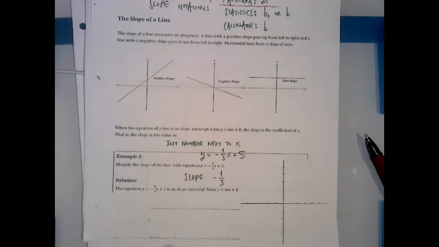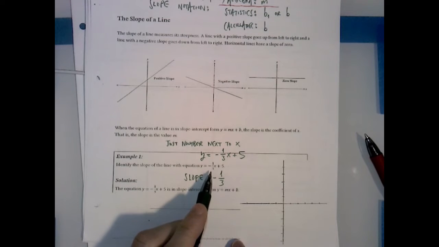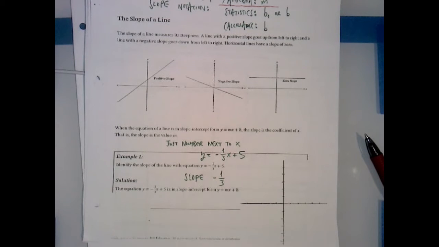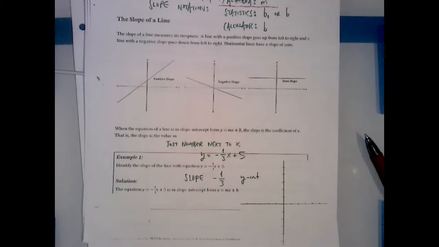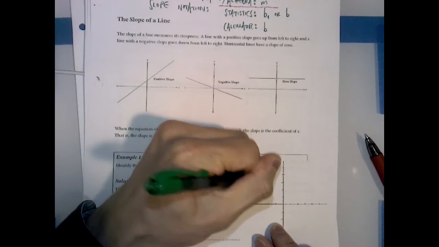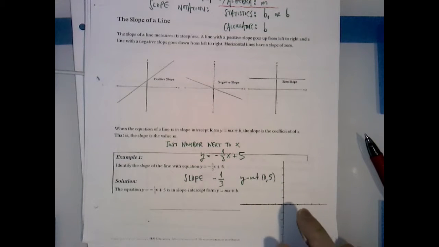Okay, so the slope is the thing next to the x. We just said that, -1/3. And then the y-intercept is the thing by itself. The y-intercept is just 5. But it's not just 5. It's a point. It's actually (0, 5). So the y-intercept is a point, and we'll talk about that in a second. It's the point when x is 0.